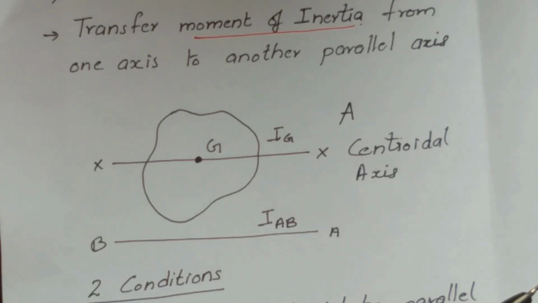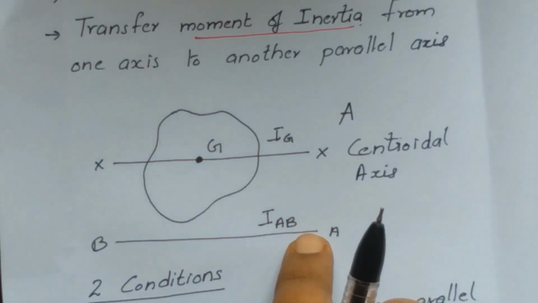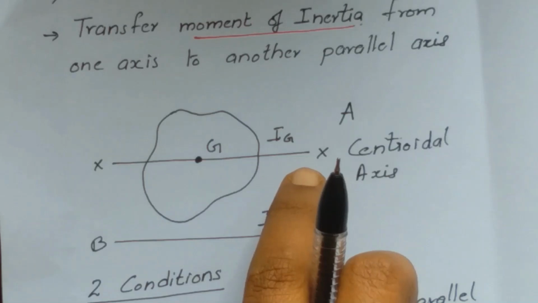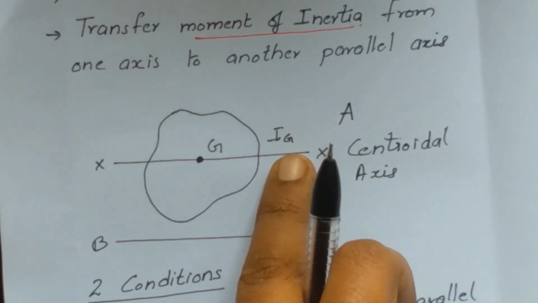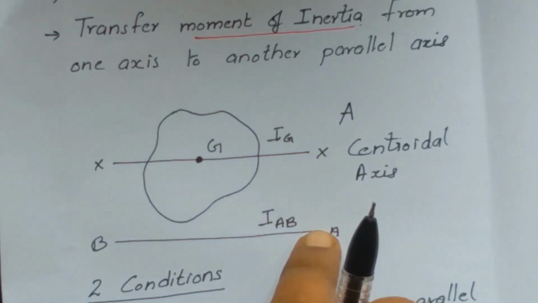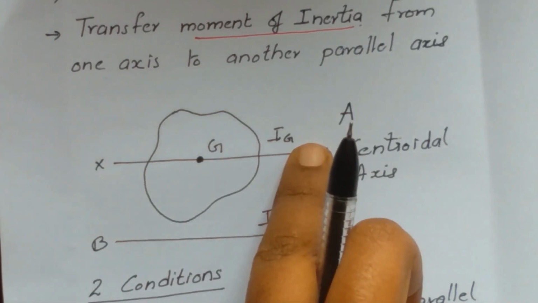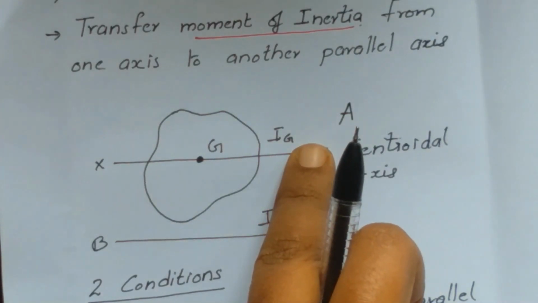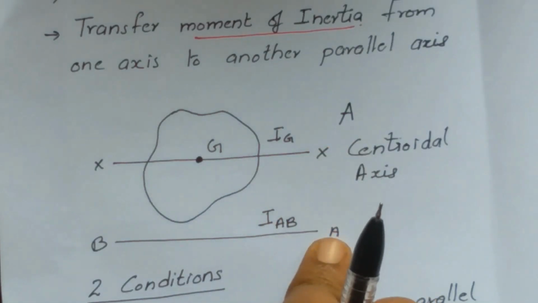So, this parallel axis theorem will give a mathematical relationship between Ig and IAB. That is, between the moment of inertia of a plane lamina about its own centroidal axis and the moment of inertia of the plane lamina about another axis which is parallel to the centroidal axis. So that is why it is called a transfer theorem.